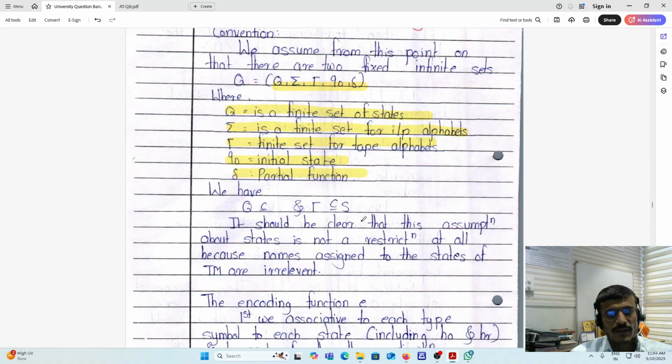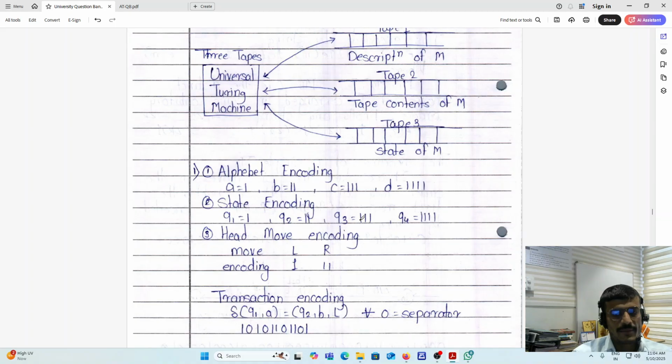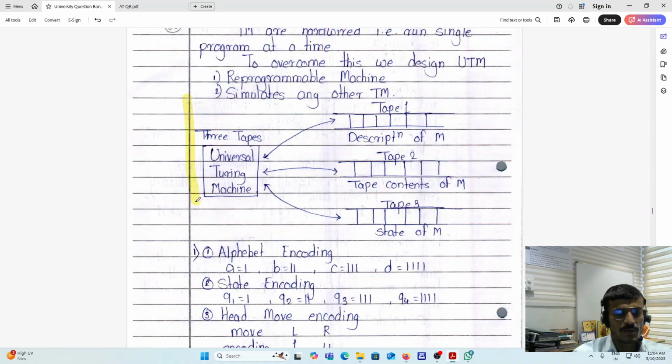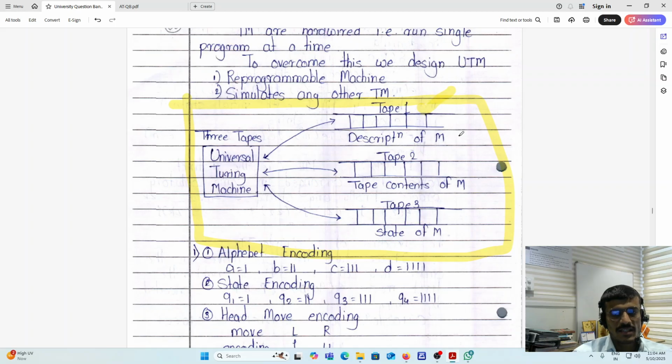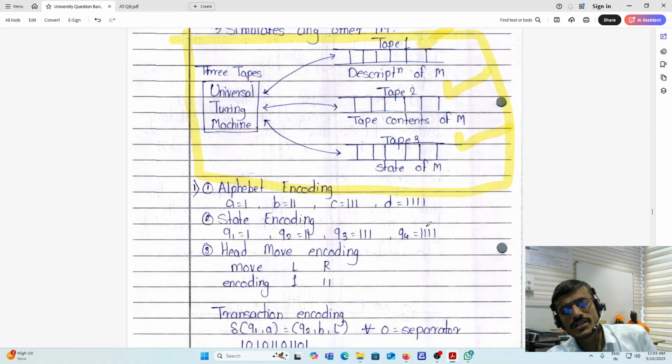Then in the case of universal Turing machine, you have to draw this diagram. This diagram is very important. Universal Turing machine, you can see here. This diagram is already given by me. 3 tapes are there: this is T1, this is T2, and this is T3. T1 is used for description of M, T2 is used for tape content of M, and T3 is used for states. And for that we are using here encoding functions.